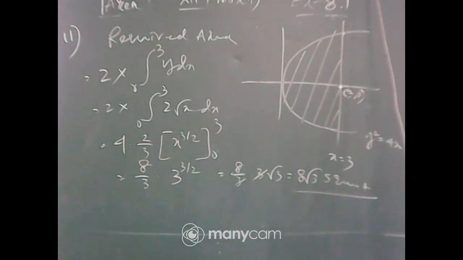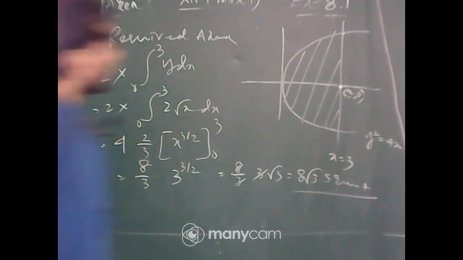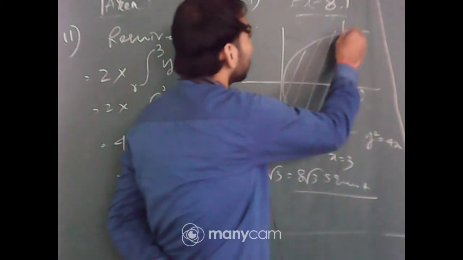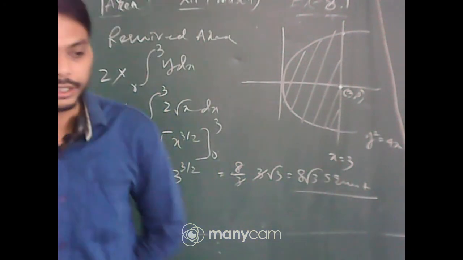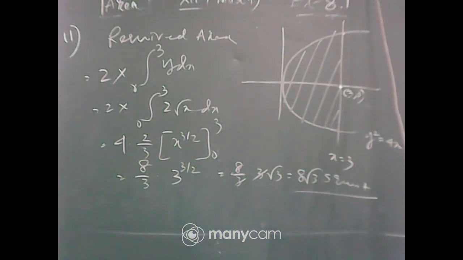Is it clear? Question number 11. Is it clear? Here point of intersection is not required. That's why I am not finding this one. Is it clear?